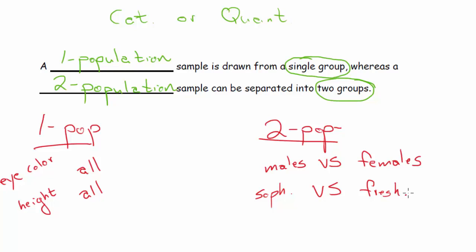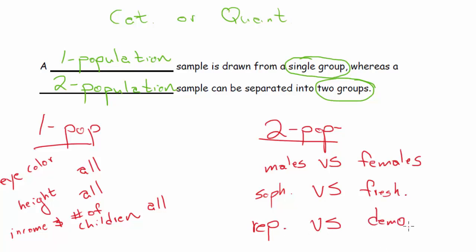Or I could have some sort of bivariate data where I collect income and number of children. I could do this for everyone, or I might divide this into two groups, income and number of children for Republicans versus Democrats. One or two population can be used for either quantitative or categorical data.